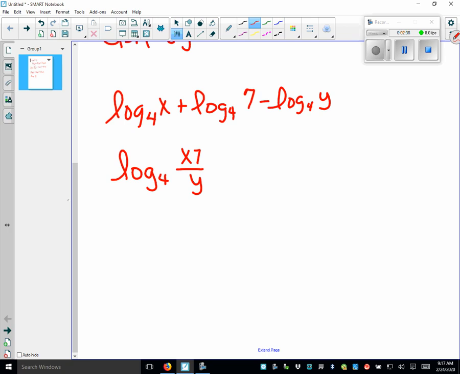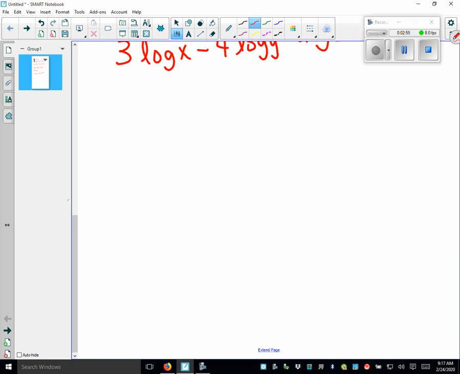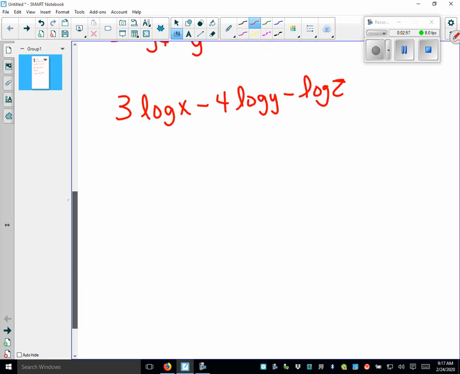Can we do a little bit harder one? 3 log x minus 4 log y minus log z. And it says write as a single logarithm.